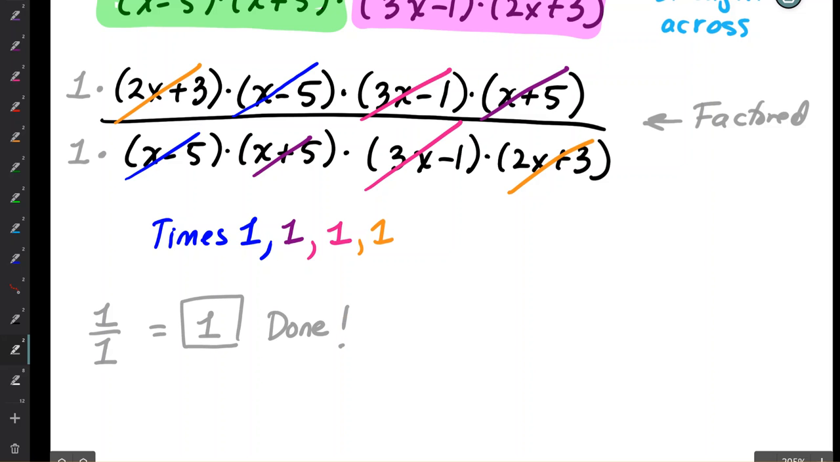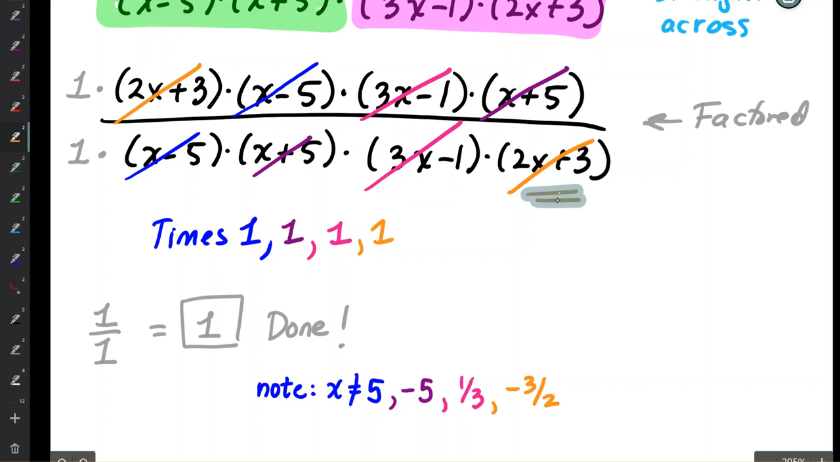Okay? And for future classes, you would make a little note about these places where you were originally dividing by 0. So x couldn't be 5, or minus 5, or 1/3. If x was 1/3, that guy would be 0 there. Or minus 3/2. If x was minus 3/2, that guy would be 0.